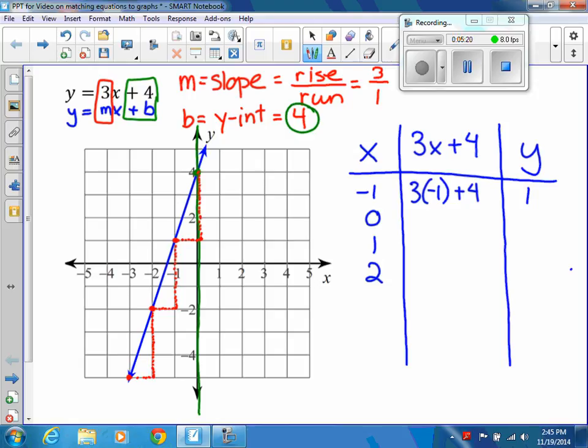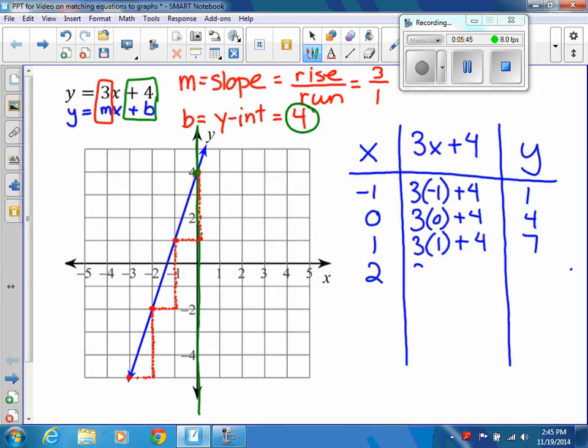Now we have 0. This is easy. This is one of the reasons why I picked 0. We have 3 times 0. Well, 3 times 0 is 0. Plus 4 gives me 4. Now we have 3 times 1. Again, another reason why I pick nice, easy numbers. 3 times 1 is easy to do. 3 times 1 is 3. Plus 4 gives me 7.